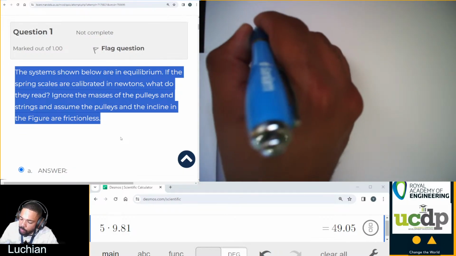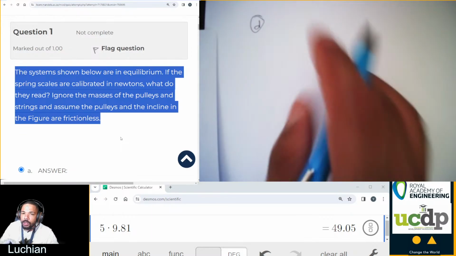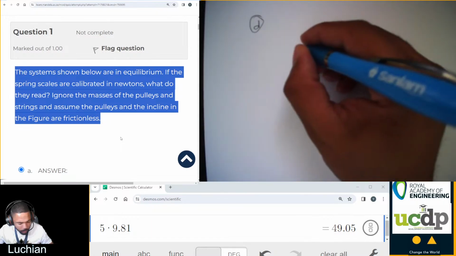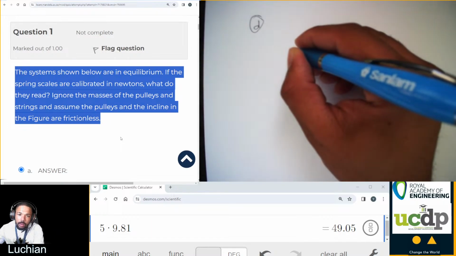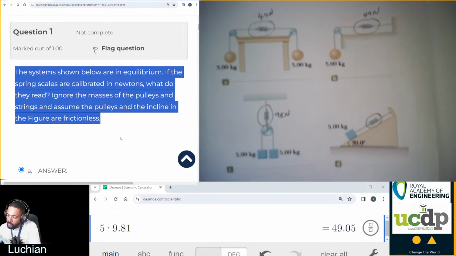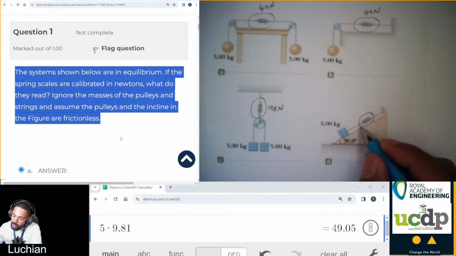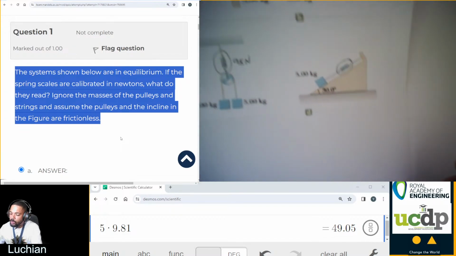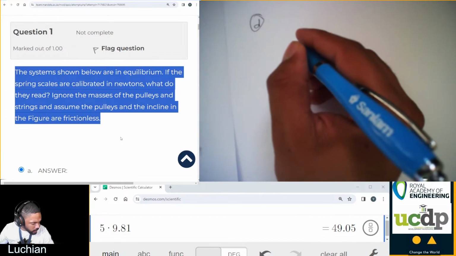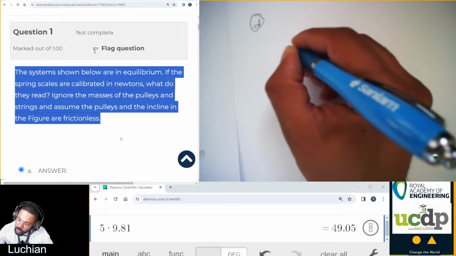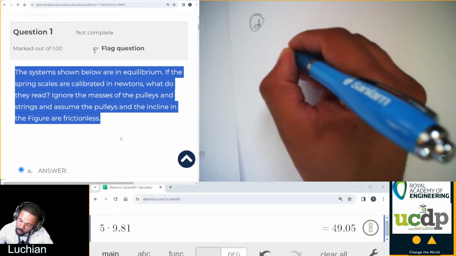Let's draw the force diagram first of all for system D. My force diagram for system D is this block. Remember, we have this 5 kilogram block on an inclined plane at 30 degrees to the horizontal. So let me try and draw the force diagram. It's going to look like this. There's the 5 kilogram block.